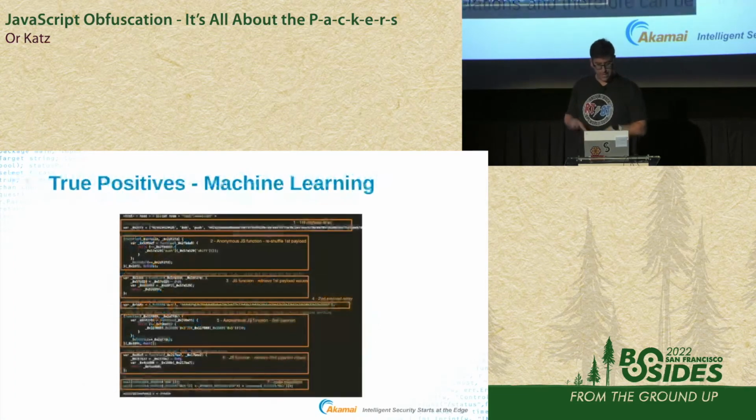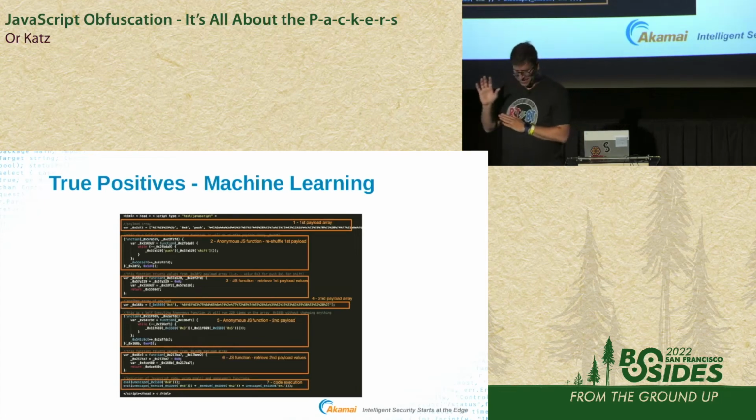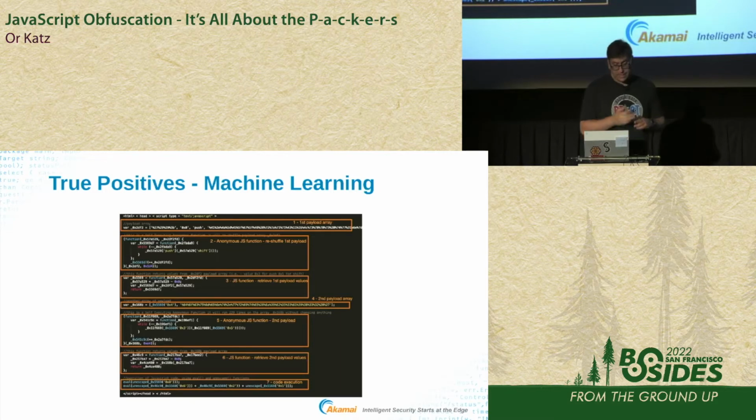So that was the first approach, right? The whitelist approach and positive security kind of approach. The second approach was true positive, right, and machine learning.